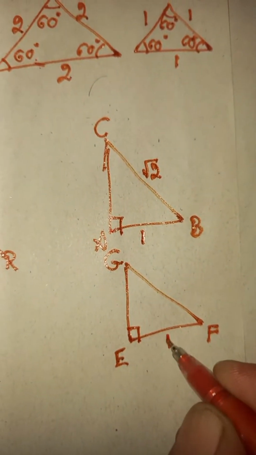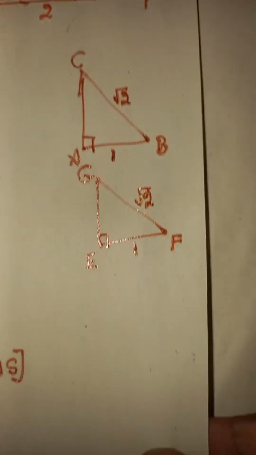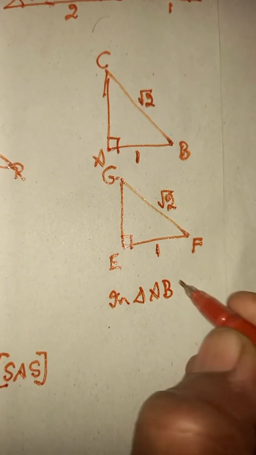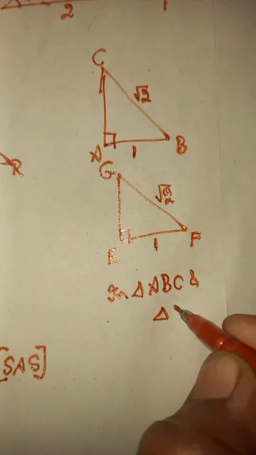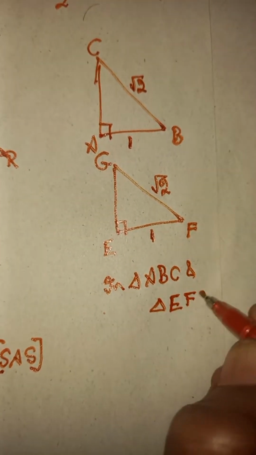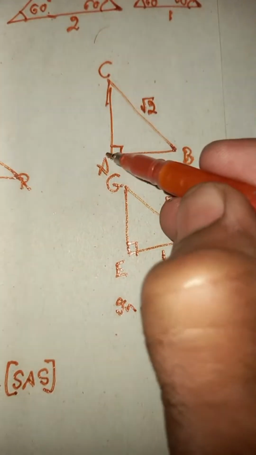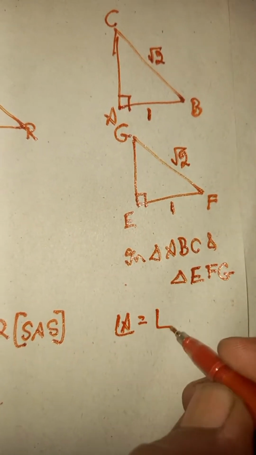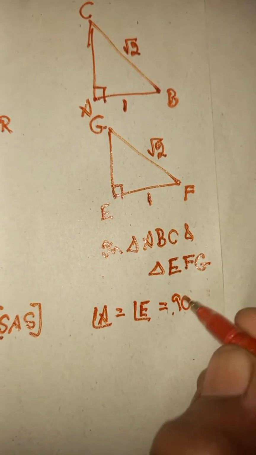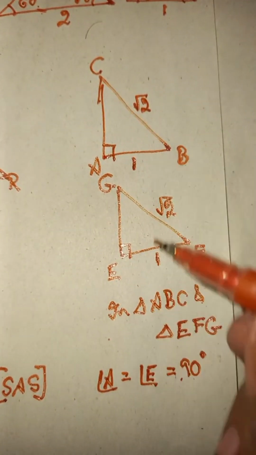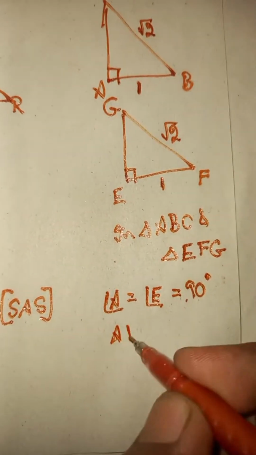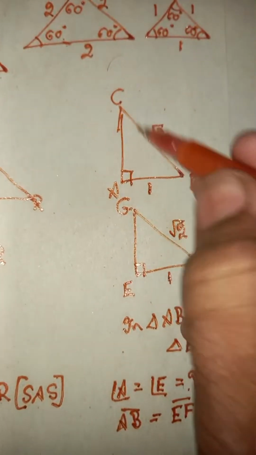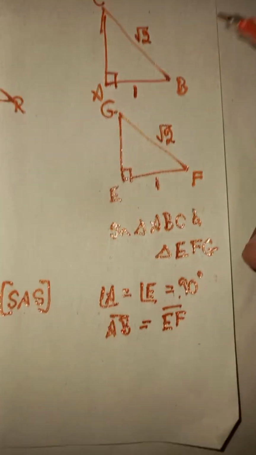Here also this is 1 unit, this is root 2 units. You can take these two triangles, triangle ABC and triangle EFG, and write them out. Angle A and angle E are equal, both equal to 90 degrees. And this side equals this side, that is side AB equals side EF. And the hypotenuse is also equal.